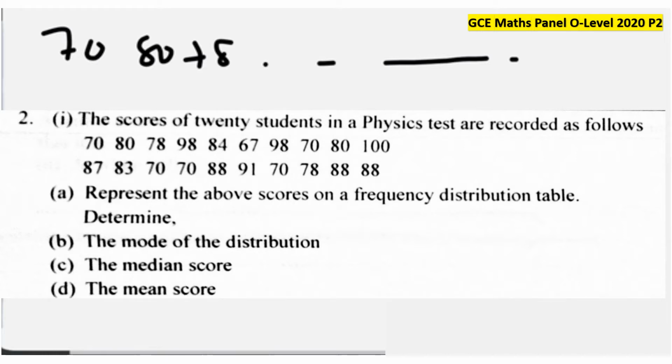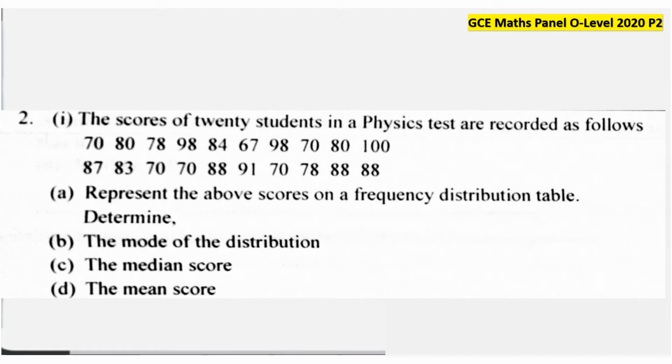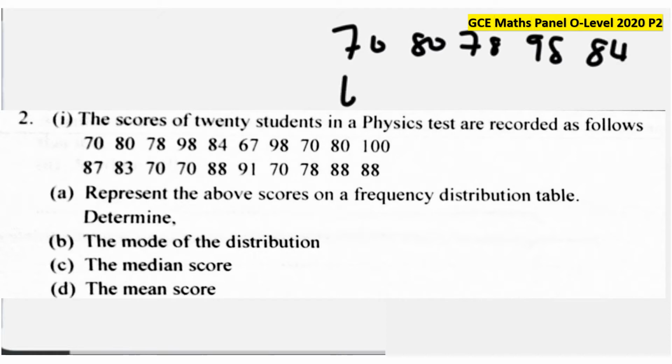I would like to copy out these scores again. We have 70, 80, 78, 98, 84, 67, 98, 70, 80, 100, 87, 83, 70, 88, 91, 70, 78, 88, and another 88.